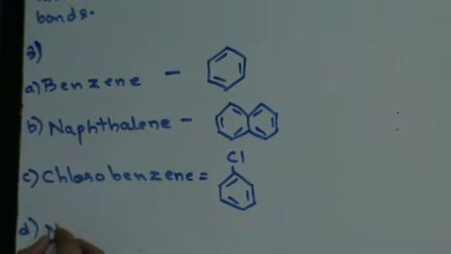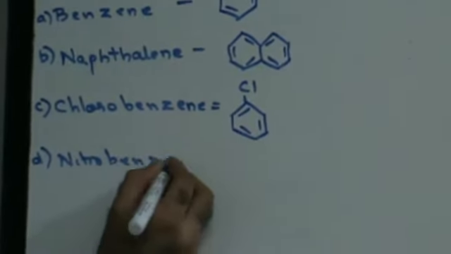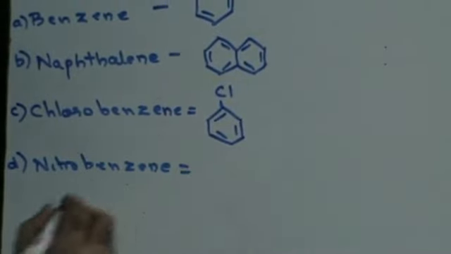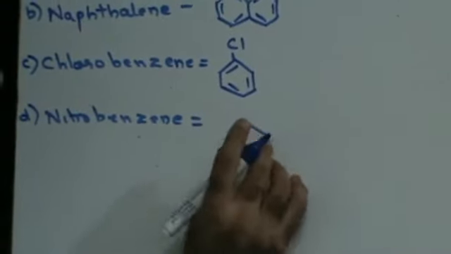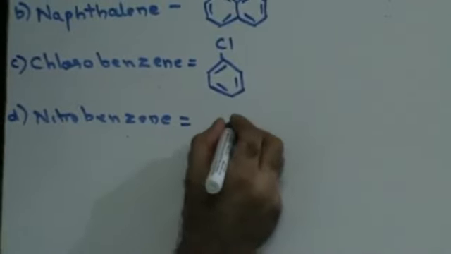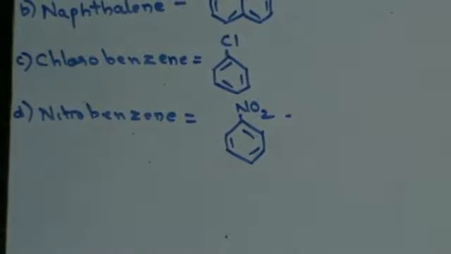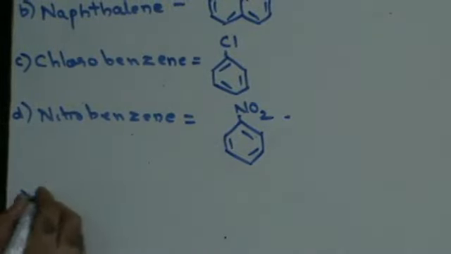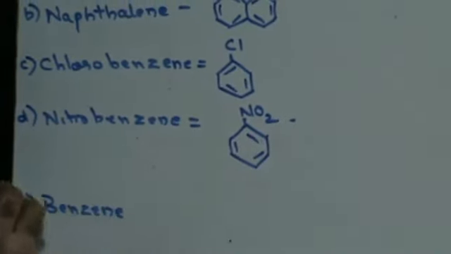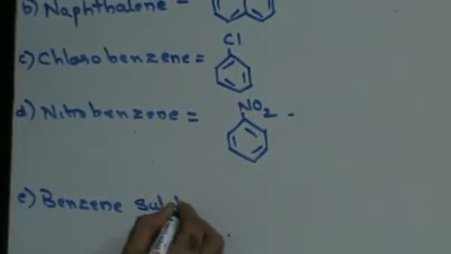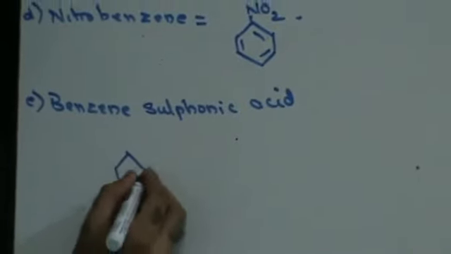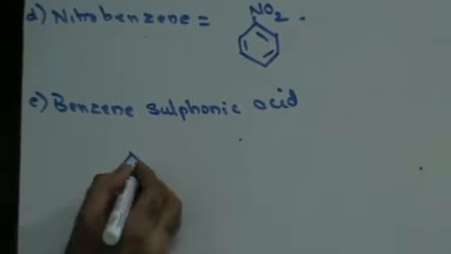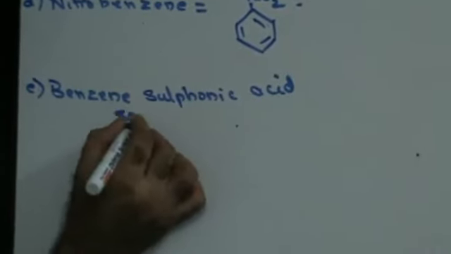Then you have nitrobenzene. What is nitrobenzene? When you have a benzene ring and you have nitrogen dioxide connected to the first carbon atom. Then what is benzene sulfonic acid? It is going to be this way, SO3H. This is benzene sulfonic acid.